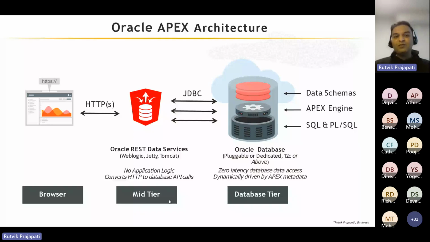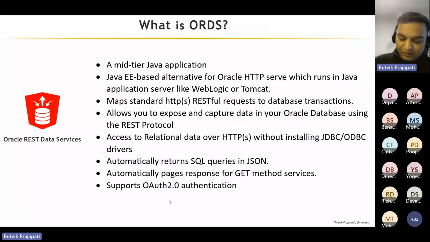So now let's quickly understand what ORDS is, because in order to understand the REST API, we have to understand what ORDS is. As I told you, ORDS is a mid-tier Java application, and it is an alternative to Oracle HTTP Server, and we can deploy it on a Java application server like WebLogic and Tomcat. It maps the standard HTTP request to the database request, and because of ORDS, we can access the relational database, in our case Oracle database, and also the MySQL database over the HTTP protocol. And for that, we do not need to install JDBC and ODBC drivers.